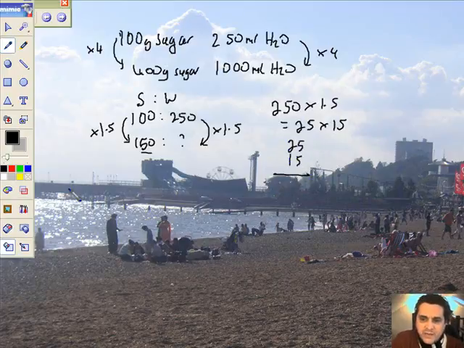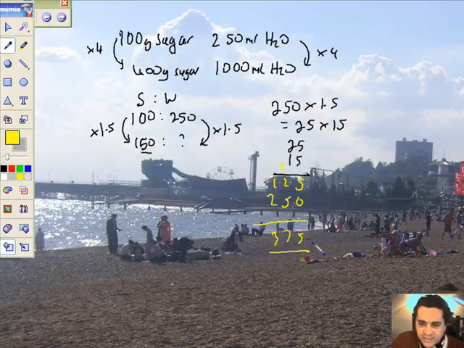25 times 15, we're into the dark zone, so let's go yellow. Right, 5 5s are 25, 5 2s are 10, 12, so there you go. And now I'm going to multiply by this 10 here, so I've got 5 and 2 all together, 5 7 3, so I need 375 millilitres of water to go with the 150 grams of sugar, and that's that one.